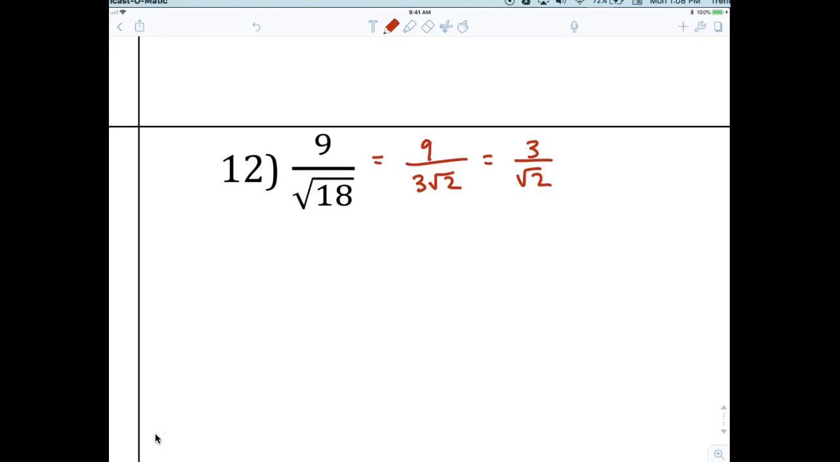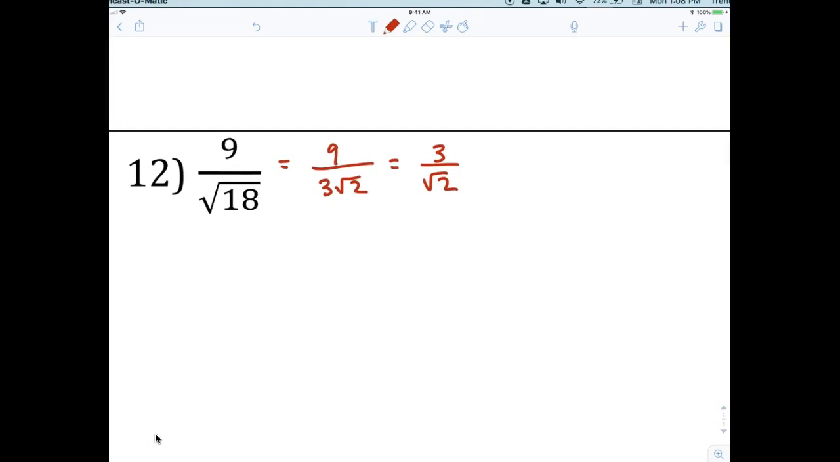And now from there, I'm going to multiply the top and bottom by radical 2. So I end up with 3 radical 2 over 2. That was intense. Everybody okay with that? Remember, better to ask me now than wait till we go down 3 or 4 more problems. Anybody have any questions with that?